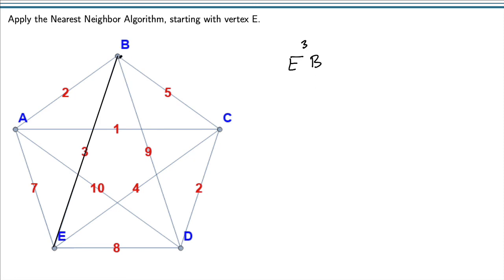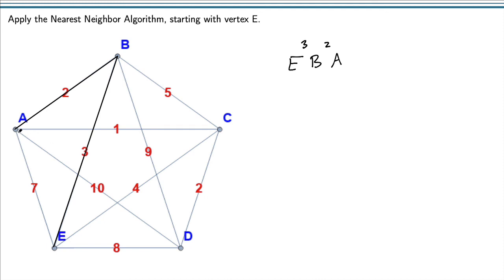Now from B, I need to use my smallest connection that visits something I haven't visited yet. So I've got 2, 9, and 5 as those connections, and 2 is the smallest. So I come down to connect to A with a weight of 2.